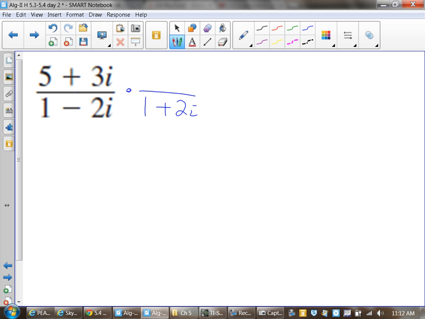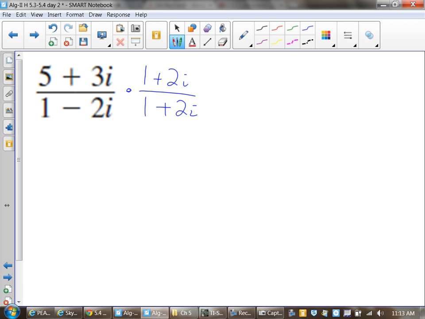This conjugate here, if I'm multiplying the bottom by 1 plus 2i, to keep the fraction in terms of 1, what do I multiply the top by? I multiply it by the same, because this fraction here is equal to 1. So what we wind up doing again is we FOIL out.